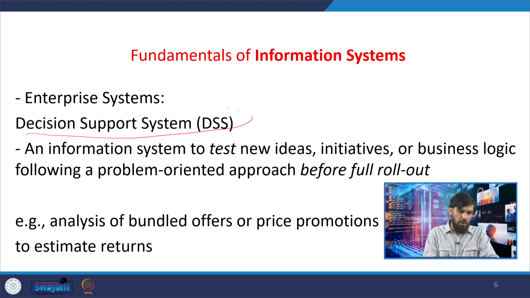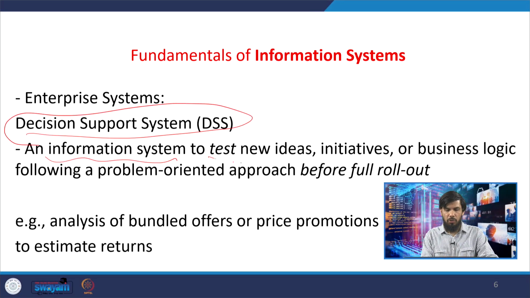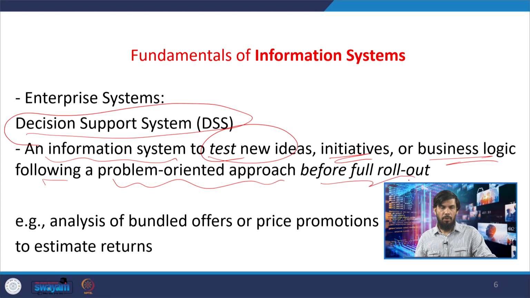Then next is decision support system. So what is this about? Decision support system is an information system to test new ideas, initiatives or business logic, following a problem oriented approach before full rollout. So somebody within the organization comes up with a new business idea, whether technological or scientific or business idea, right. You would like to test that idea before rolling it out. So you would like to do a partial or small scale rollout to test the idea, the initiative, or the business logic, right. So decision support system facilitates this activity, right.